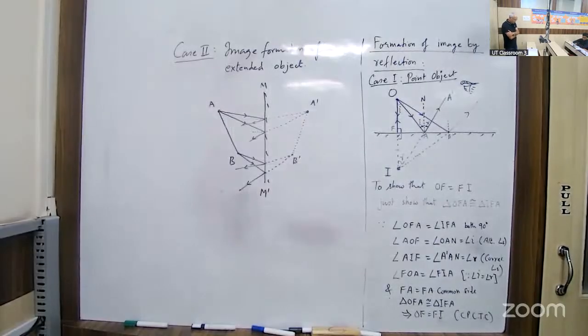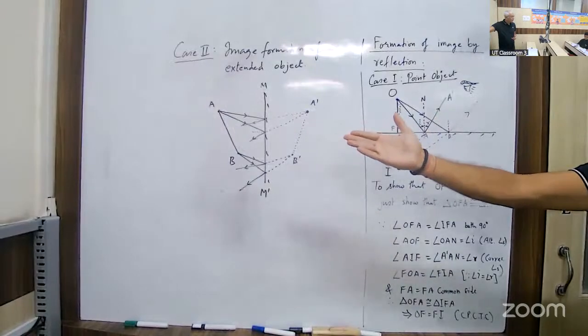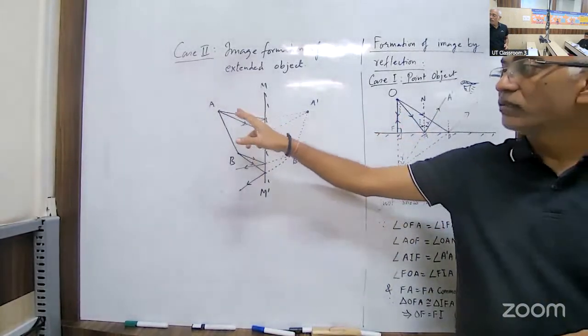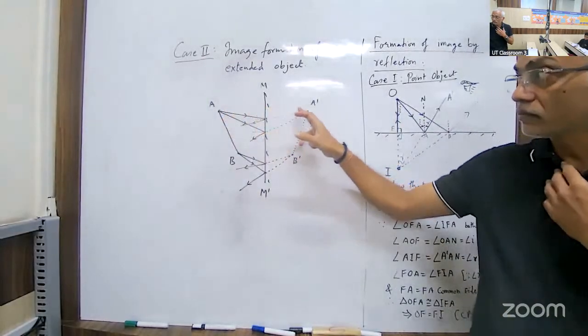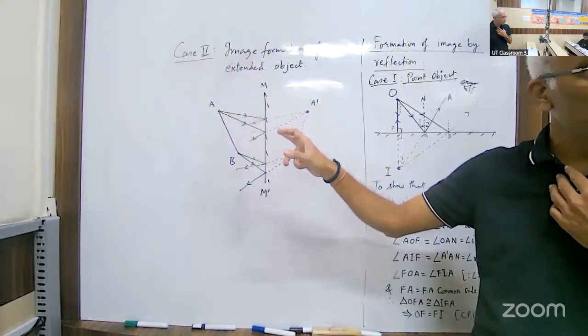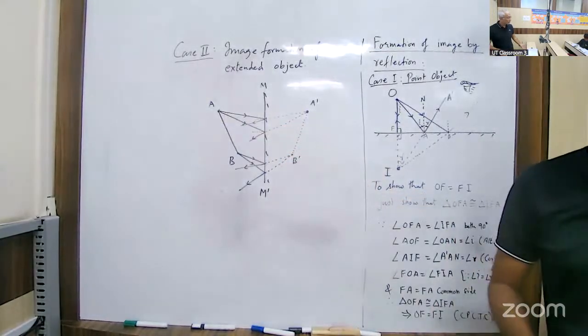Which diagram am I talking about? Page number 101, bottom diagram, the last one. This is the diagram. So what is the logic? If the object is closer to the mirror, the image will also be closer by the same distance. That's what has been done. Correct?